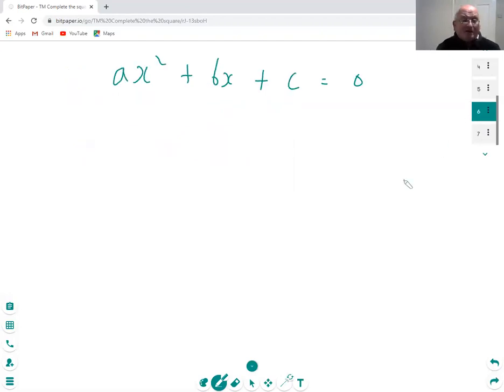Okay, so now let's try and apply completing the square to what I call the general form of the quadratic equation. First of all, do what we just did: divide throughout by the coefficient of x squared. So we have everything here divided by a. a divided by a is 1, that's why we're doing it. b divided by a x, plus c divided by a. And then 0 divided by a, which of course is 0. So we've got that, and now we're ready to start applying completing the square.